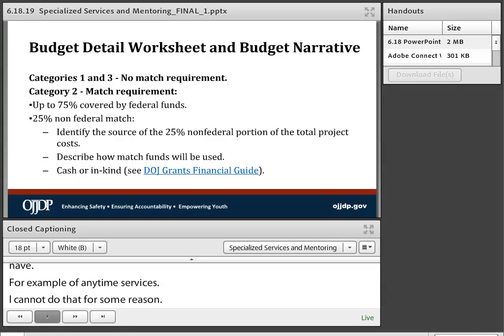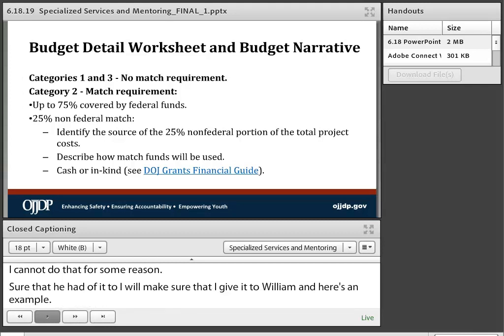Categories 1 and 3, there's no match. Category 2, there is a match, and you'll be responsible for the 25% non-federal match.